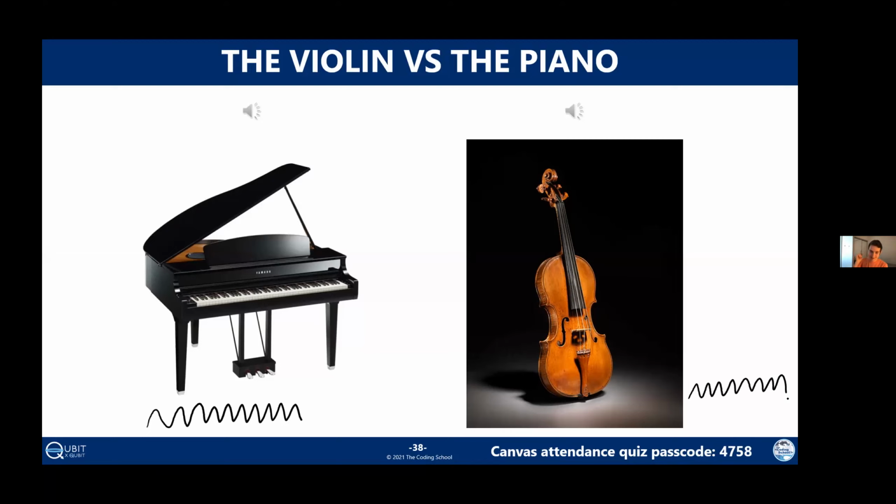So one person already took a guess. They said that the piano is more pure. That's a very good guess. That's along the right path. So we can listen one more time. Right. That's the piano, and then violin. There we go.